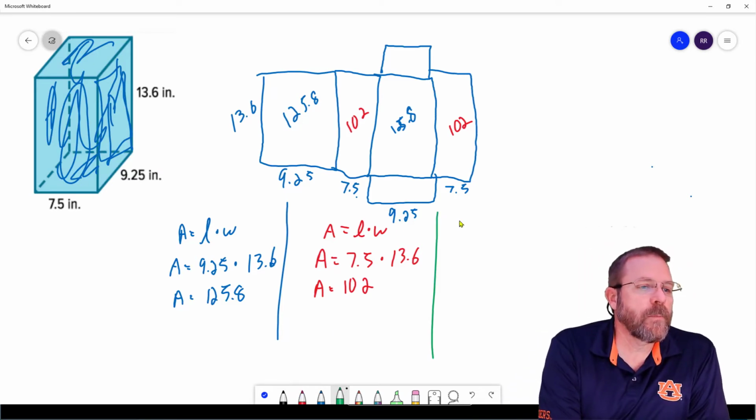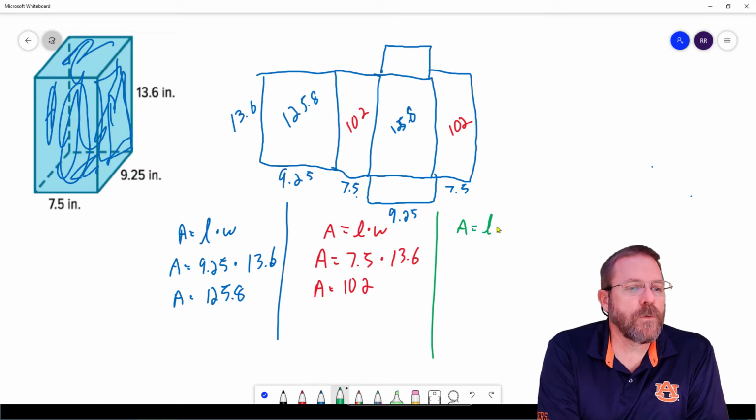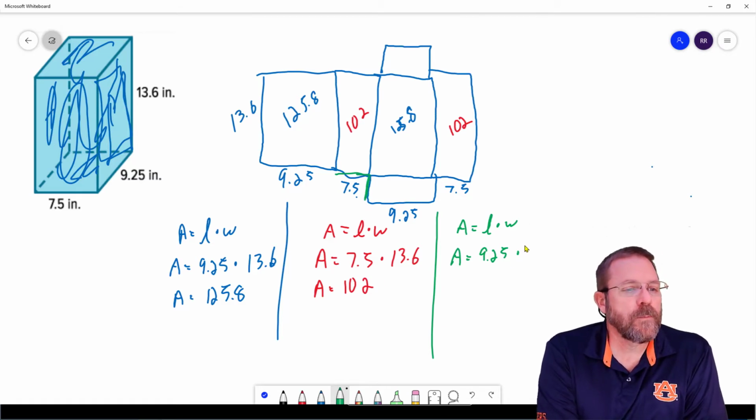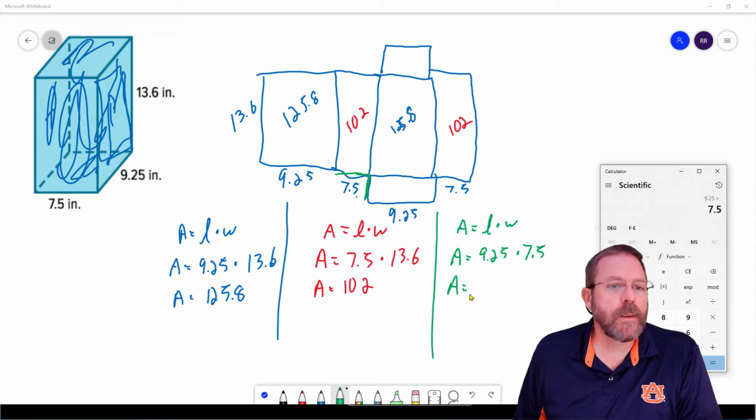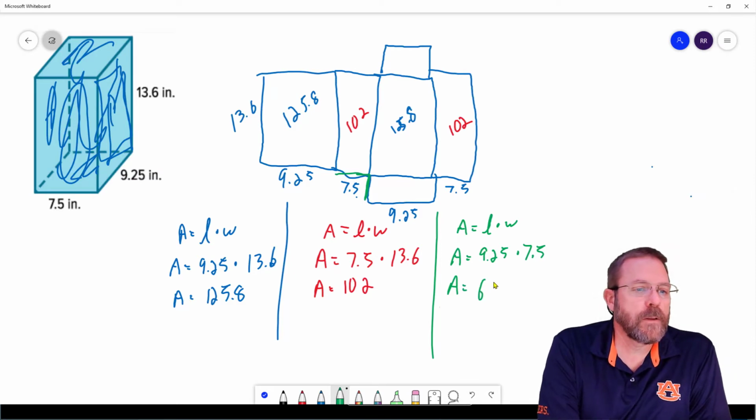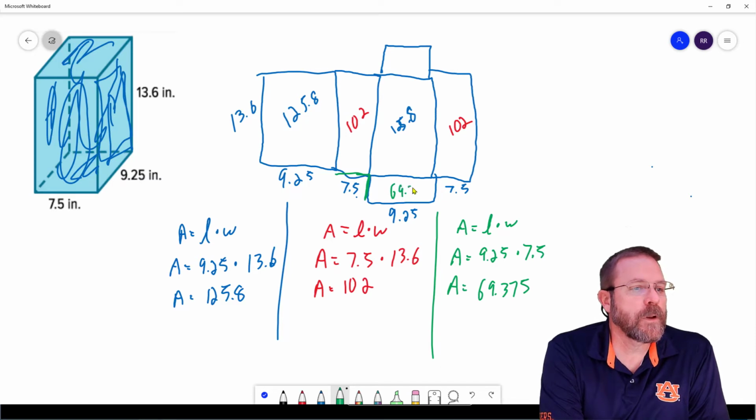Finally, we have the top and bottom to do. It is a rectangle also, so I'm using my same formula. Area is going to equal a length of 9.25 and a width. This side and this side meet up together, so that's going to be a width of 7.5. When I plug that into my calculator, 9.25 times 7.5 equals 69.375. I can put that here, and 69.375, I can put that here.